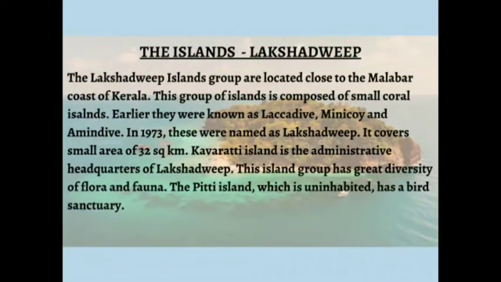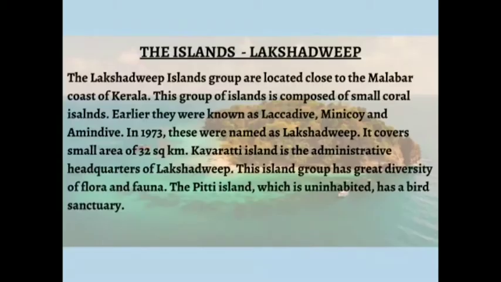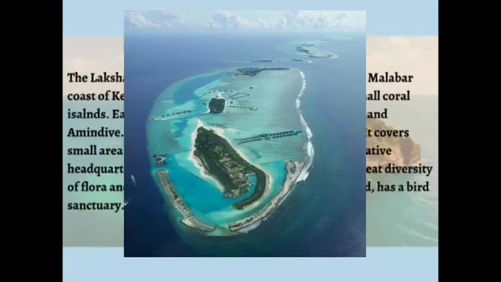Now first we will talk about Lakshadweep. The Lakshadweep Islands group is located close to the Malabar coast of Kerala. If you see on the map, this group of islands is composed of small coral islands. Earlier these islands were known as Laccadive, Minicoy and Amindivi. In 1973 they were named Lakshadweep together. It covers a very small area of about 32 square kilometers.